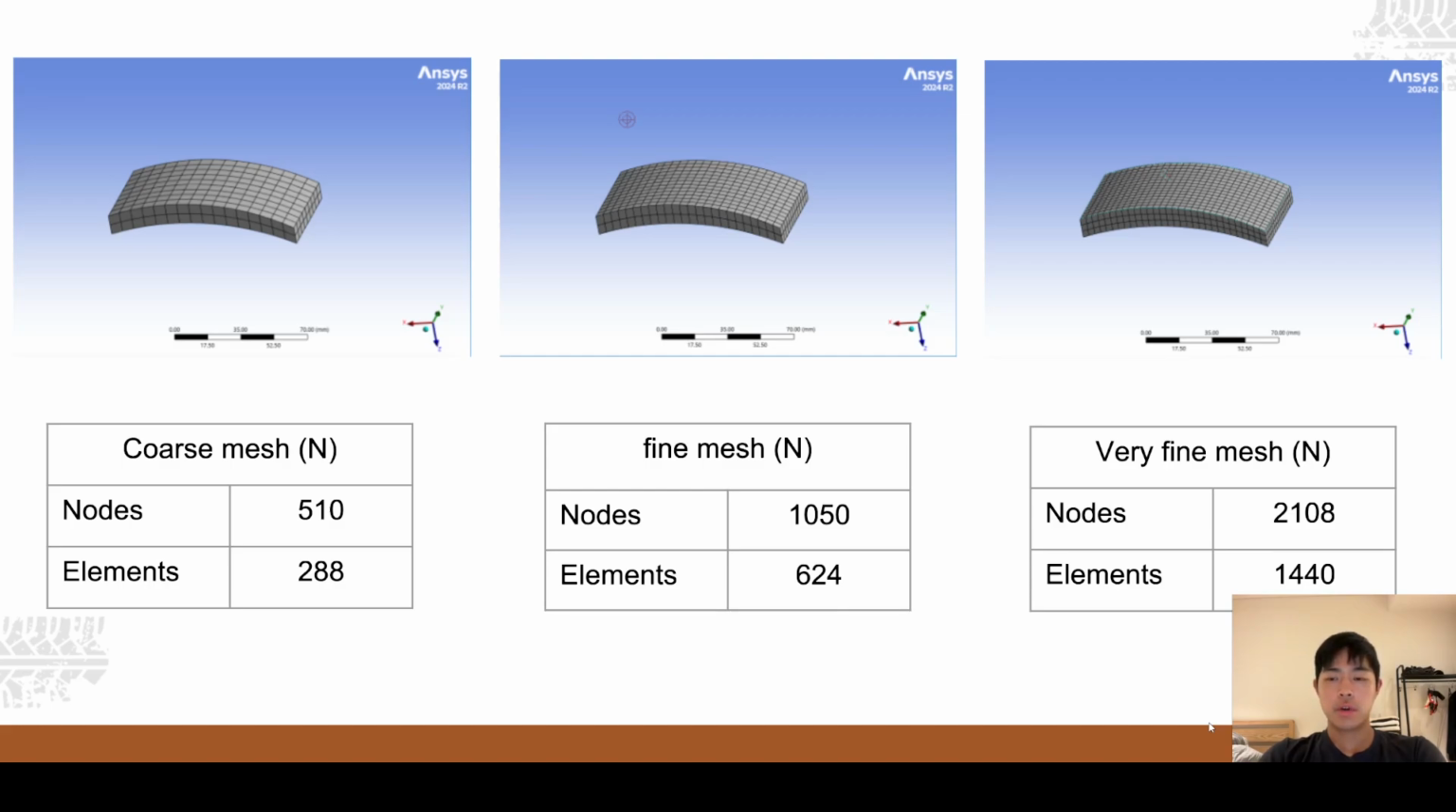For this study, I created 3 different mesh densities to observe their effects on the simulation. The coarse mesh had 510 nodes and 288 elements. The fine mesh had 10,050 nodes and 624 elements. And the very fine mesh had 2,108 nodes and 1,440 elements, providing the highest detail.